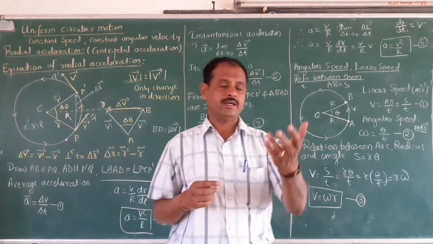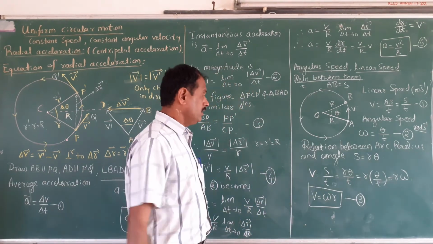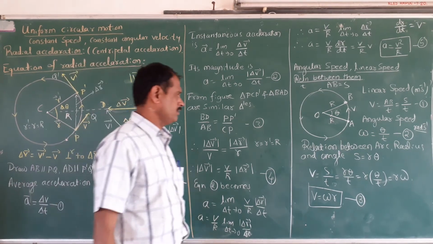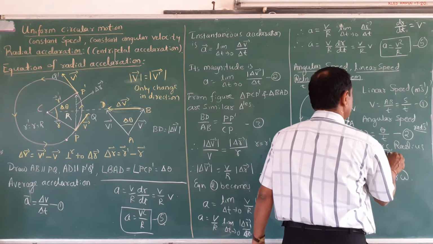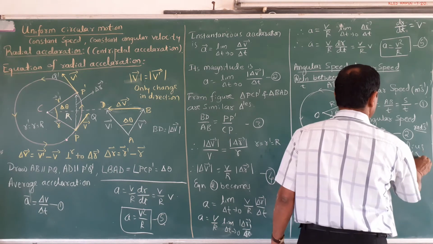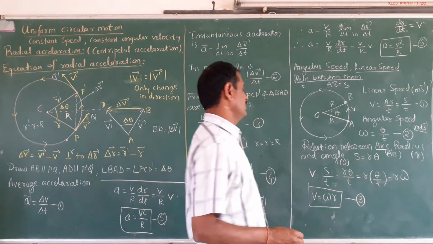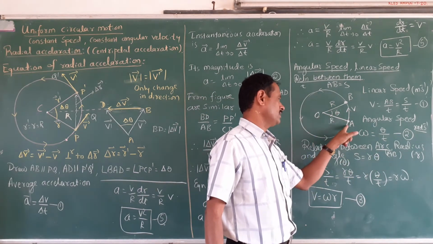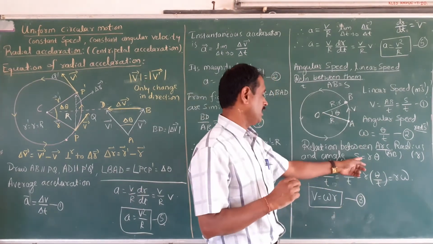Okay, what is the relation between linear speed and angular speed? That is a very important thing. Now see here. Radius means R, and angle means theta. This S is equal to R theta. Suppose you take the radius R and a small angle theta, then S is R theta.